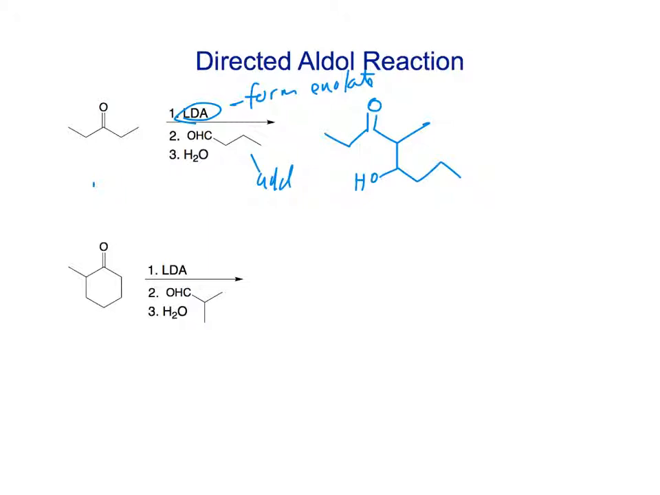Okay, and of course, if we have an unsymmetrically substituted ketone, like at the bottom, if we use LDA, which enolate are we going to form? The less substituted or more substituted side? The less substituted side, and so that's the side where the aldol reaction will go. We're going to get this only on the less substituted side. So this goes via the kinetic enolate.